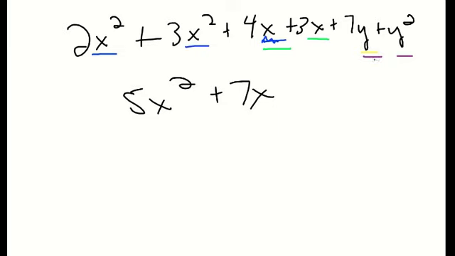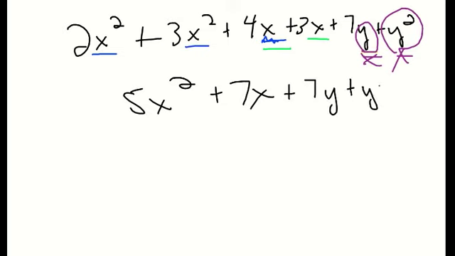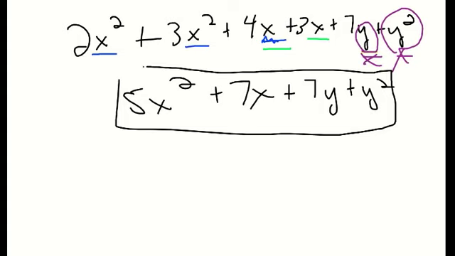Oh, wait a second. If you caught on, these two are not like terms because this is y, but this is y squared, and we can't add them. So our answer would have to be plus 7y plus y squared. Now, this will be the final answer. Let's just check to make sure that we can't do anything else, that we're not forgetting anything, and that we're confident this is our final answer. Let's see here, 5x squared plus 7x plus 7y plus y squared.